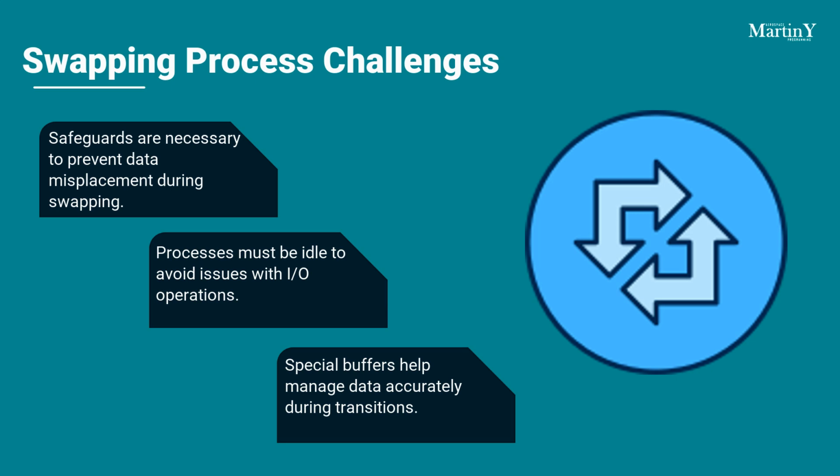However, there are challenges to manage in the swapping process. For example, a process has to be idle, meaning it cannot be performing input-output (I/O) operations at the time of swapping. If the system attempts to swap out a process that is waiting for I/O completion, it could lead to issues, such as data being misplaced in memory. It is crucial for operating systems to implement safeguards that prevent the swapping of processes with pending I/O, often by utilizing special buffers to ensure that data is correctly managed during transitions.